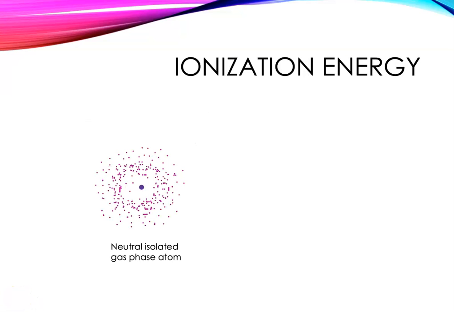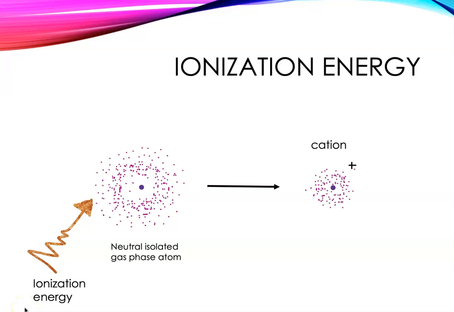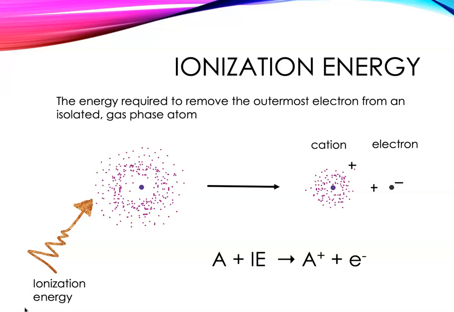Let's say we have a neutral, isolated gas phase atom, and then this atom is bombarded with some energy. What's going to happen is that we're going to be left with a cation because an electron will be kicked off. So when we talk about ionization energy, we're talking about the energy that I have to put into the atom to remove an electron. Specifically, it's the energy required to remove the outermost electron from an isolated gas phase atom.